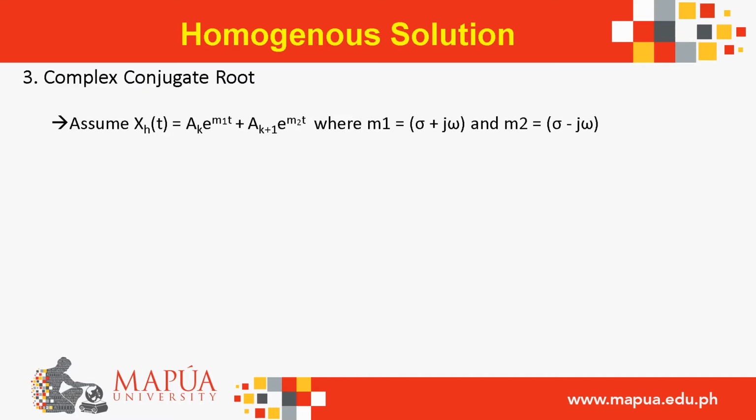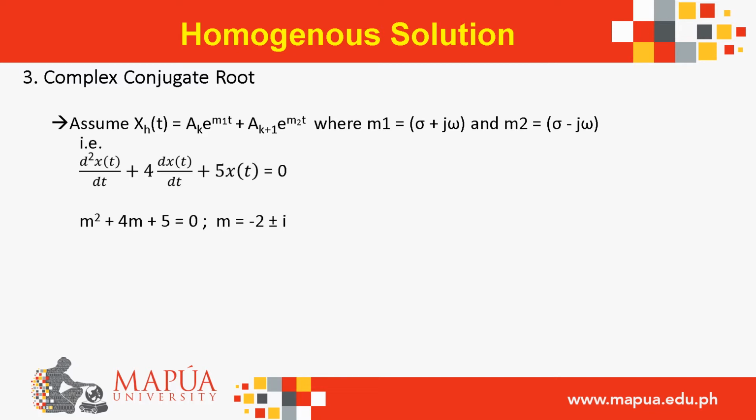Lastly, if the roots being calculated are conjugate roots or complex conjugate roots, we must assume that the homogeneous solution is equal to a sub k e raised to m sub 1 multiplied by t plus a sub k plus 1 e raised to m sub 2 multiplied by t, where m sub 1 and m sub 2 are complex numbers having real and imaginary parts.